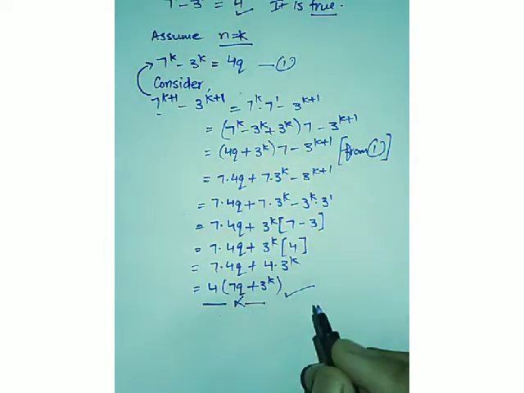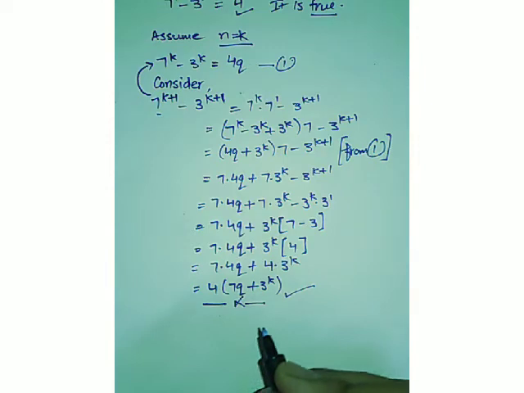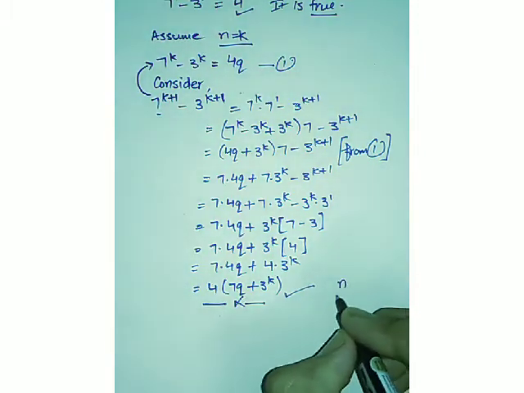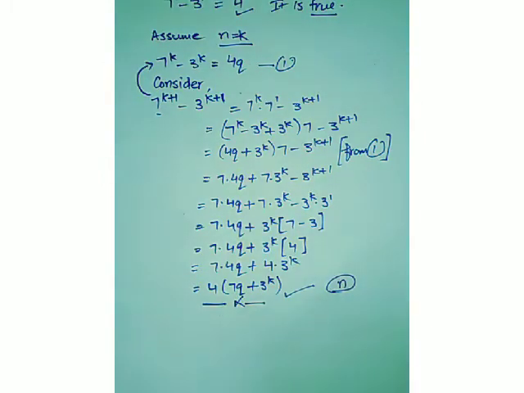It means P of k plus 1 is also true. So by principle of mathematical induction, the statement is true for every positive integer n. Alright, this is the sentence that you have to write at the end.